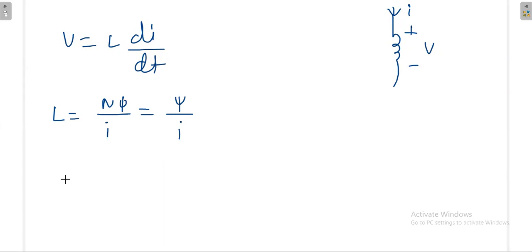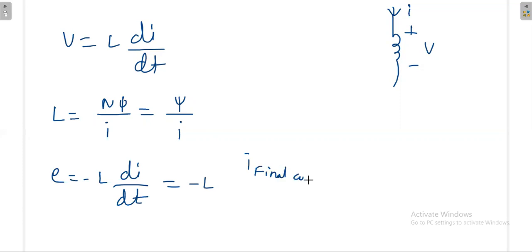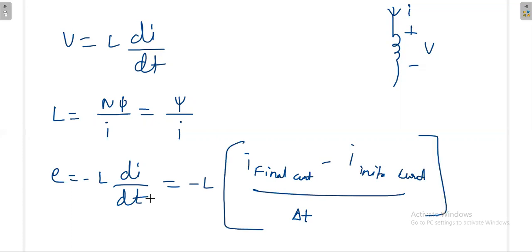Okay, we can also define this in some other manner, because E is equal to minus L di divided by dt. That means minus L times the final current in the inductor minus the initial current in the inductor, divided by the time change, which is the time between these two. Like this you can also write it. So finally, psi is equal to what?